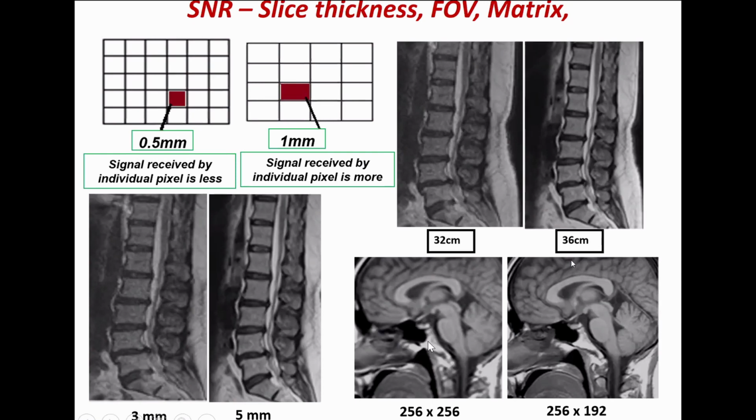Conversely, going to the matrix, that is your phase matrix. When you say 256 by 256 and 256 by 192, the first 256 refers to the frequency and the next number refers to your phase encoding matrix. In that event, if you reduce the phase encoding matrix, the pixels and the voxels are enlarged. So obviously you get a better SNR. So in this slide, going for thicker slices, going for a bigger FOV, and reducing the phase matrix will give you images with better SNR.